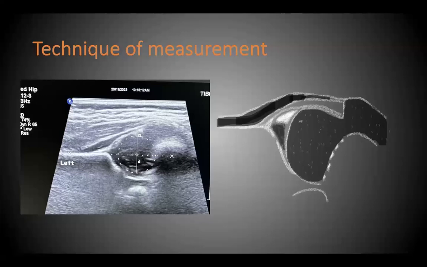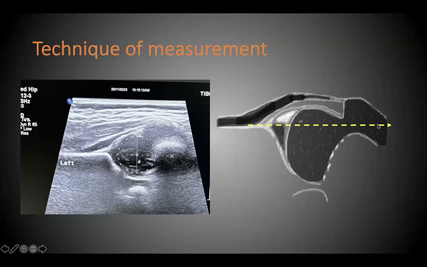So then we will talk about how to measure the alpha and beta angles. So you are supposed to draw 2 lines. The first line is your baseline, which starts from where the perichondrium of the capsule meets the ilium. So you draw a tangent from that point along the lower limb of the ilium.